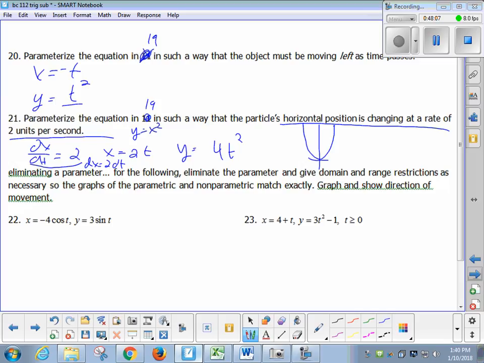I'm going to come to you for vector calculus. Okay, I'll be here. Are you with me? Okay, so now I'm trying to get the y equation. So I know y equals x squared. X is 2t.